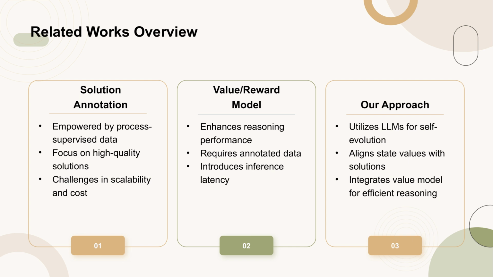In the field of mathematical reasoning, recent works have shown significant progress, particularly through the use of process-supervised data. However, these efforts often rely on high-quality solutions provided by domain experts or advanced models like GPT-4, which limits scalability and increases costs. On the other hand, value and reward models have demonstrated the ability to enhance reasoning performance, but they require substantial annotated data and can introduce significant delays in inference. In contrast, our approach leverages large language models to achieve self-evolution and integrates state values from Monte Carlo Tree Search to align with solutions, thereby reducing annotation costs and enhancing the efficiency of reasoning processes.